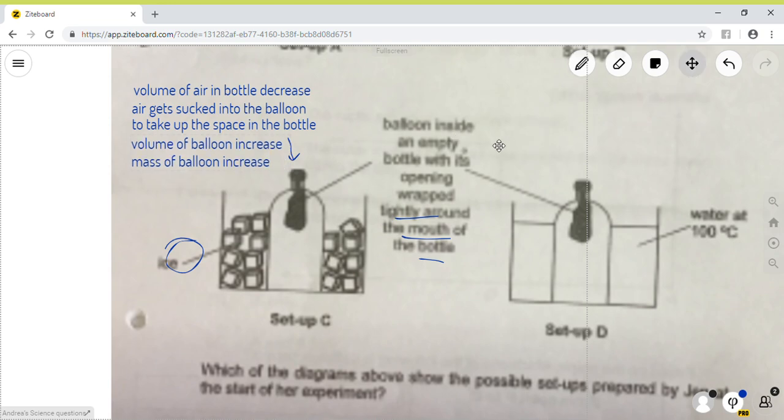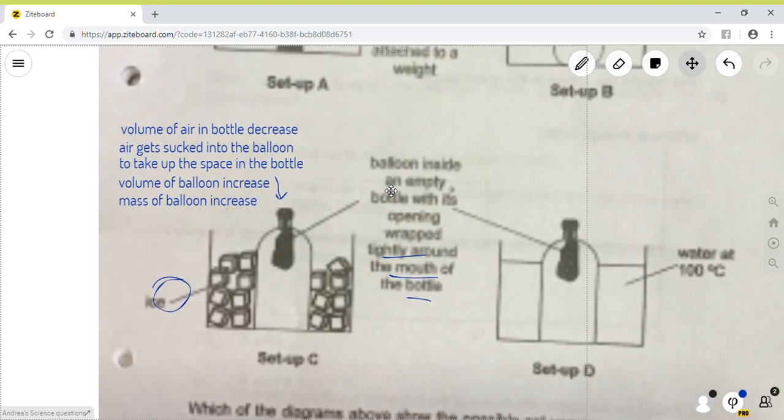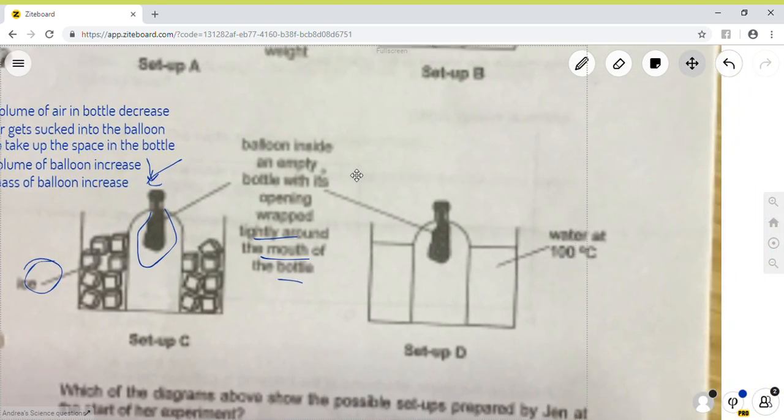Is it okay? This is a bit tricky. The volume of balloon increases, because when air goes in, this thing will increase in size. Right, so the volume will increase. The mass also increases because new air went inside. Oh, okay. So this is different.